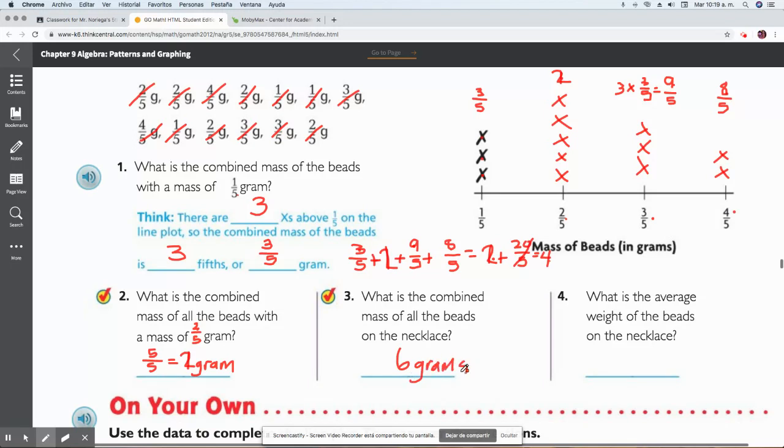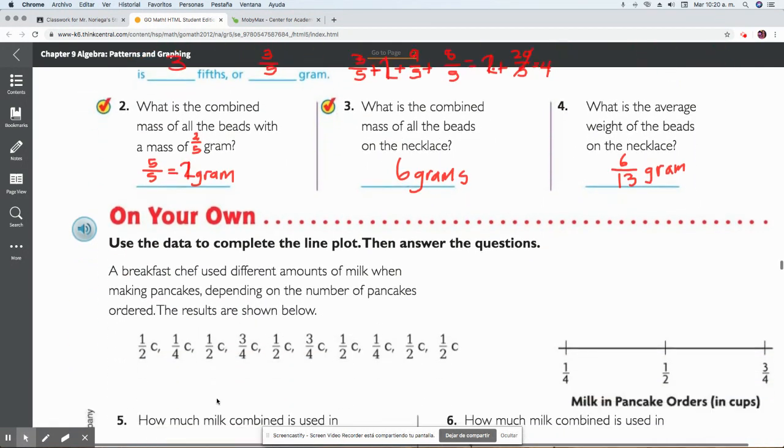6 grams. Okay, and then what is the average weight of the beads on the necklace? Okay, so 6 is our numerator. To find the denominator, we just have to count how many x's are on top of the line plot. 1, 2, 3, 4, 5, 6, 7, 8, 9, 10, 11, 12, 13. Okay, 13 would be our denominator. We cannot make this smaller, so that would be my final answer. 6/13 grams.